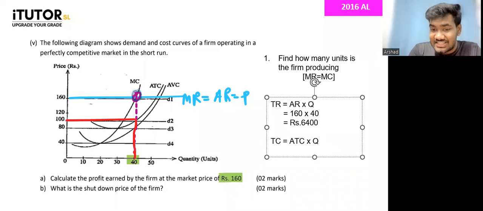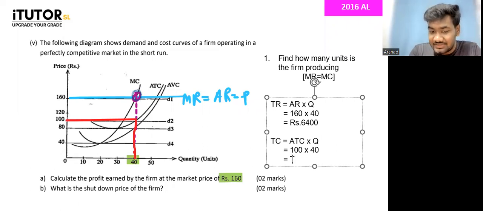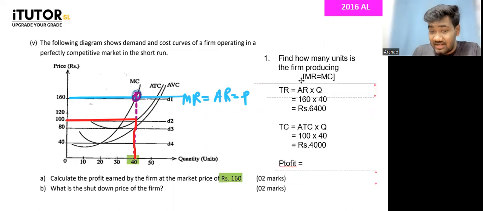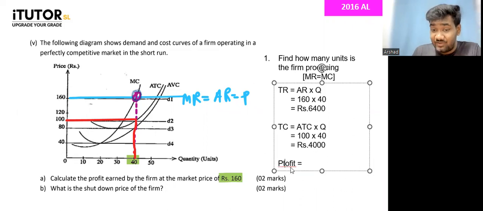So then how much is my total cost? Average total cost is 100. Number of units is 40. So how much is my total cost? Total cost is 4,000. So can you tell me, if you have not fallen asleep, how much is my profit then? If my revenue is 6,400, then my cost is 4,000. How much is my profit? I have a profit of 2,400. Right. That is also done.